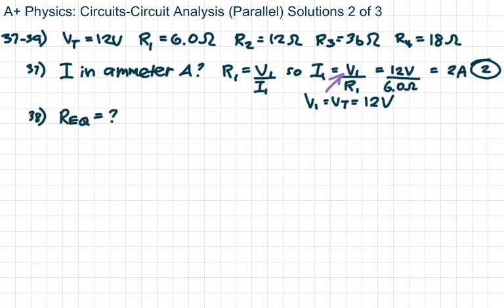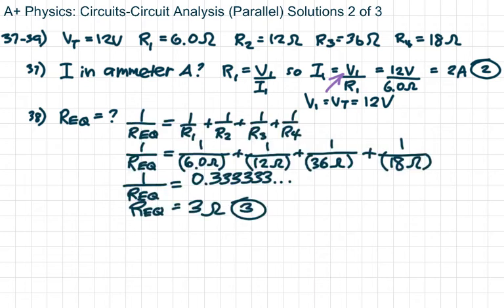38 wants to know what's the equivalent resistance. All right, well, we have all of the resistors, so let's work it out. You could find the least common denominator, which in this case would be 36, and go from there, but I just added up the fractions and I got 1/3, 0.33333, etc. And you do 1 over R equivalent is equal to that decimal, and you get 3 ohms for your R equivalent, choice 3.